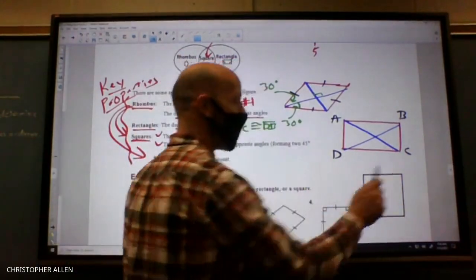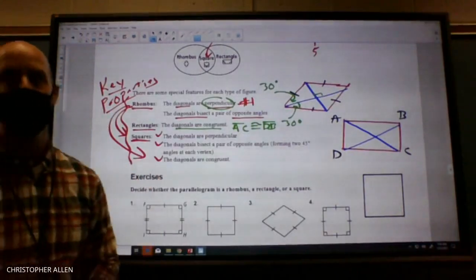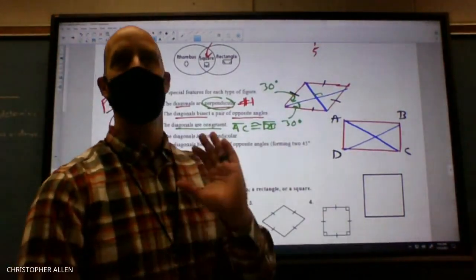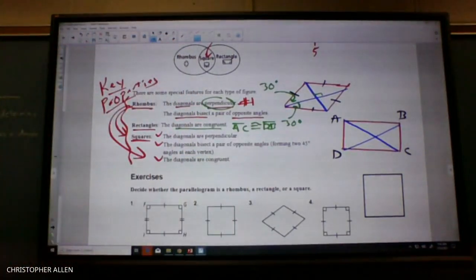We know that opposite sides are parallel. We know that opposite angles are congruent. We know that opposite sides are congruent. We know that the diagonals are congruent. We know the diagonals bisect each other. We know the diagonals bisect opposite angles. It literally has all the things that we want.